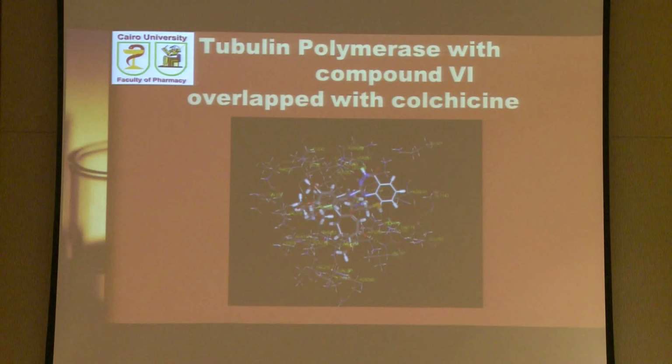From the protein data bank, we downloaded the enzyme or the protein tubulin polymerases. It's co-crystallized with its ligand colchicine. So we're comparing our compounds and their derivatives with the colchicine as the ligand of the tubulin polymerases. This is the structure of the enzyme with the compound and colchicine.